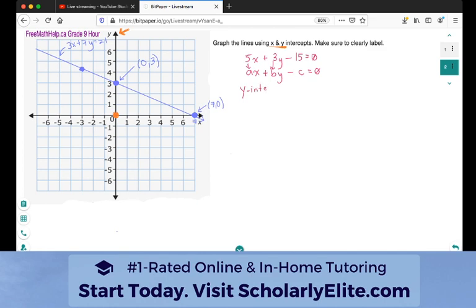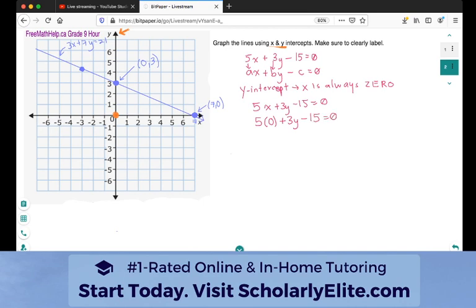y-intercept. For the y-intercept, x is always 0. Okay, guys, so what that means is we literally just plug in the number 0 for the letter x. So if we've got 5x + 3y - 15 = 0, then all I need to do is plug in the number 0 instead of the letter x, and then go ahead and solve.